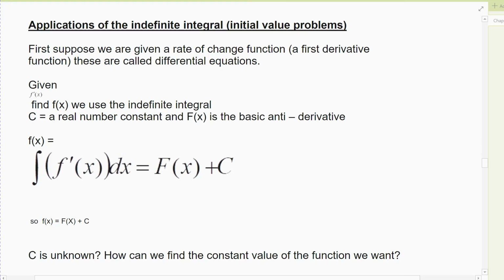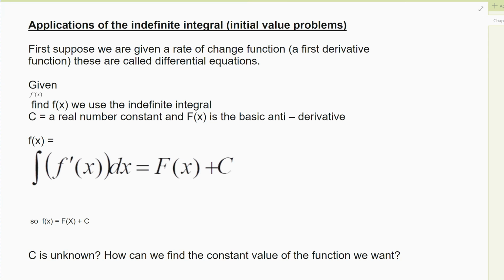Alright, applications of indefinite integrals. These are what are called initial value problems. The reason why is because you have to be given an initial value. Suppose that we know for sure that the function we're given is a rate of change function. It's a derivative. So we're given a first derivative. It could be a second derivative, but right now we're going to work on the first derivative.